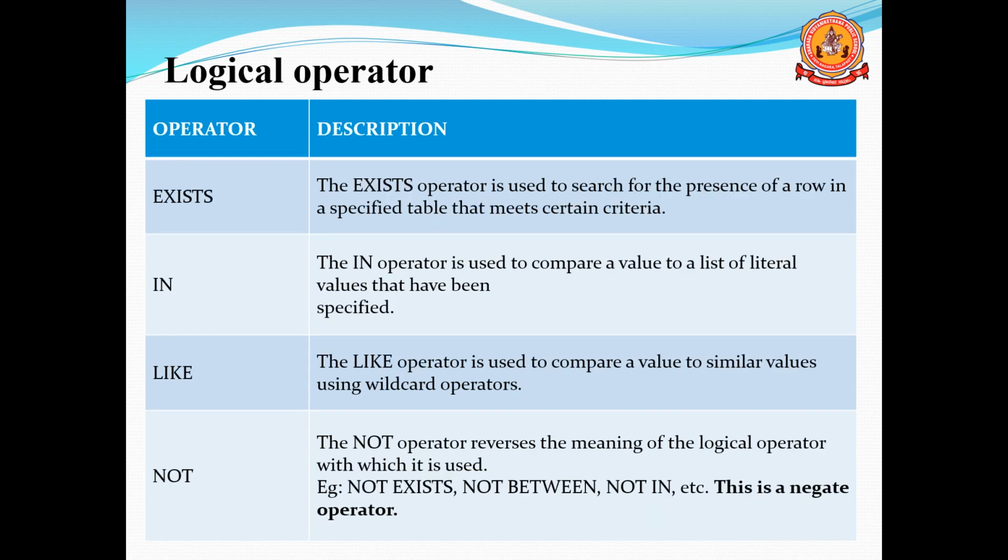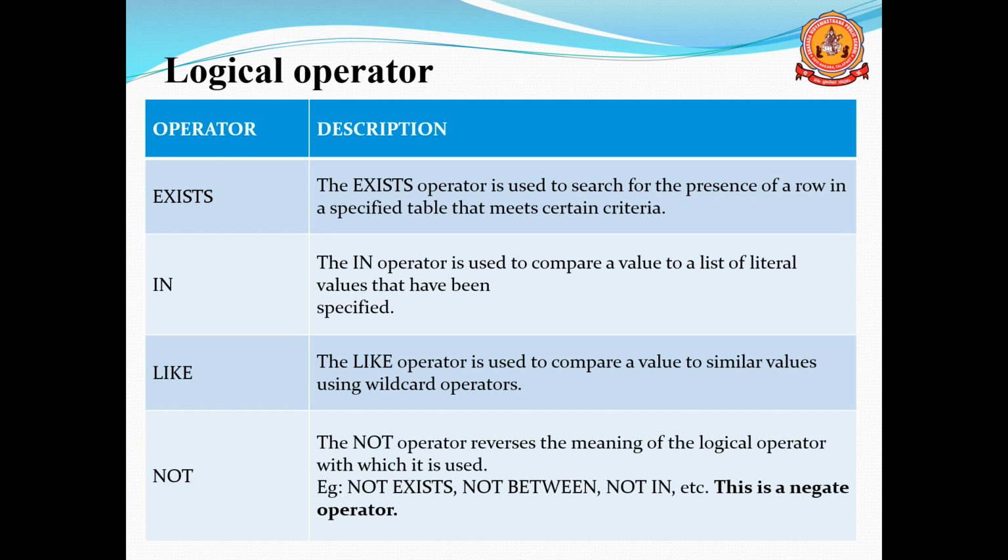Next one is exists. The exists operator is used to search for the presence of a row in a specified table that meets certain criteria. So what does exists mean? It's checking whether a particular row is there in a particular table. One table will be there, and we are checking whether a particular row, a particular record, is there in that table or not. If it exists, it will produce output as true, otherwise it will produce output as false. That is in case of exists.